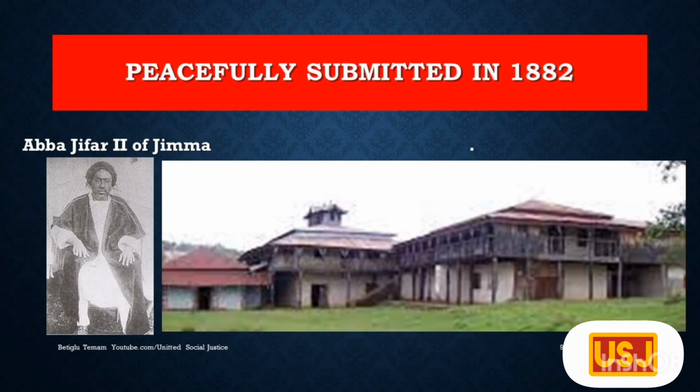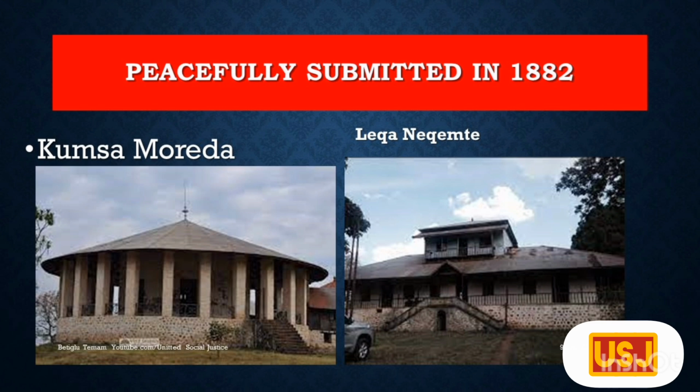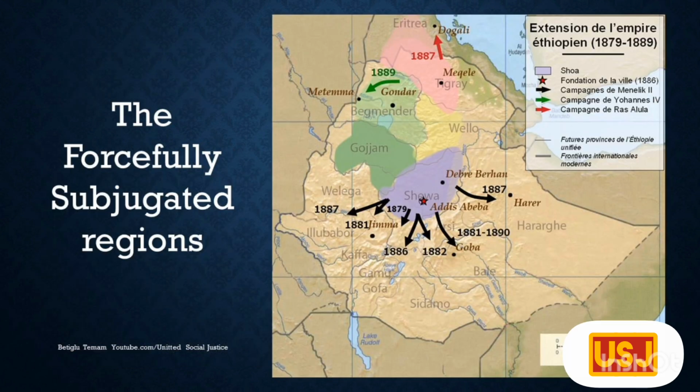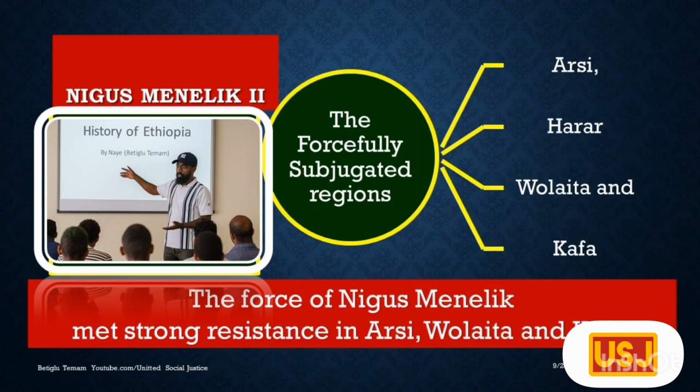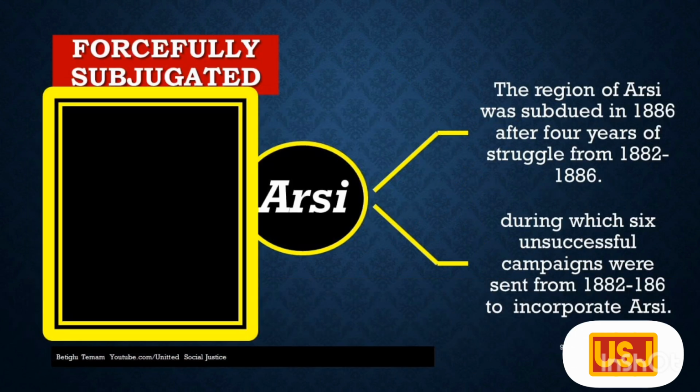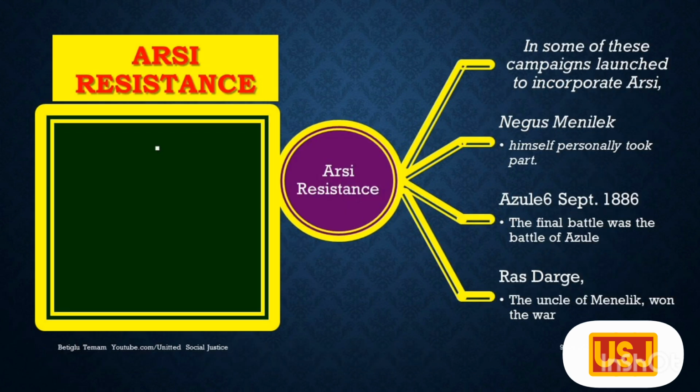The campaigns of expansion of the forces of Negus Menelik in the southern and southeastern regions were not as strong as the resistance in Arsi, Welayta, and Kaffa. In these areas, the people put up a stiff resistance to the Shawan forces. The Arsi Oromo gave the Shawan forces a very stiff resistance. The Shawan forces had to make 6 unsuccessful military campaigns to incorporate Arsi. In some of these campaigns launched to incorporate Arsi, Negus Menelik himself personally took part.